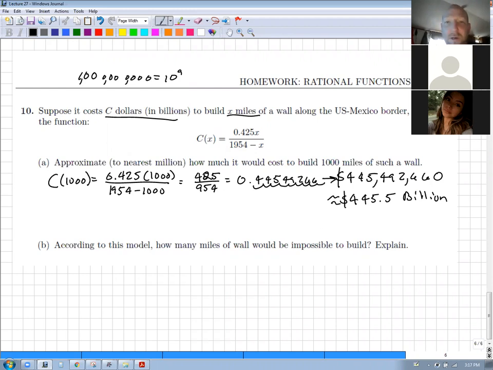All right, according to this model, how many miles of wall would it be impossible to build? 1,954 miles, right, because you would get 0 on the bottom of the cost function.